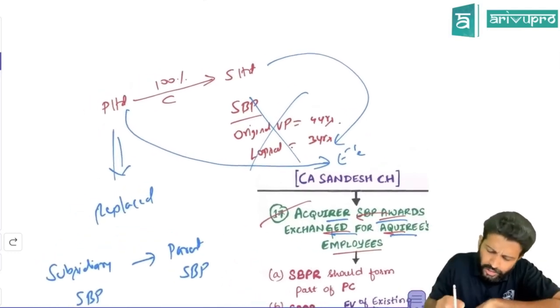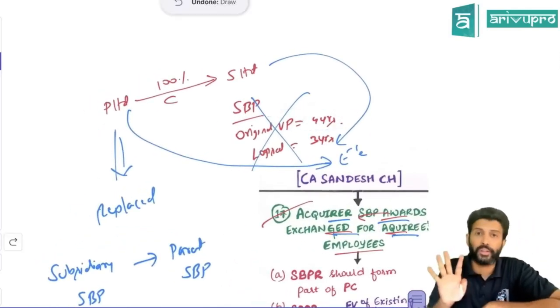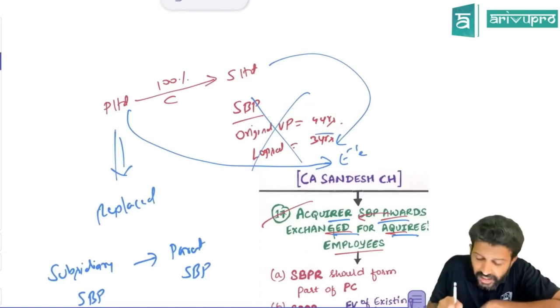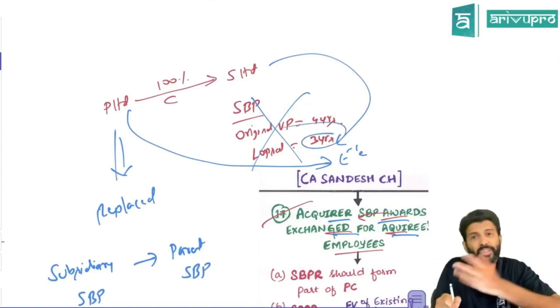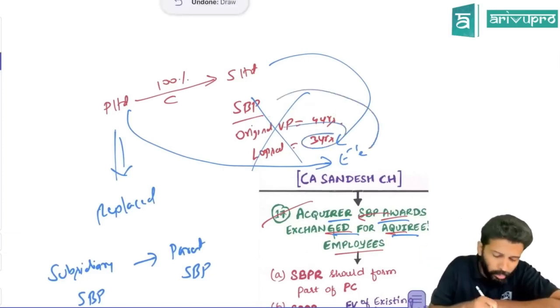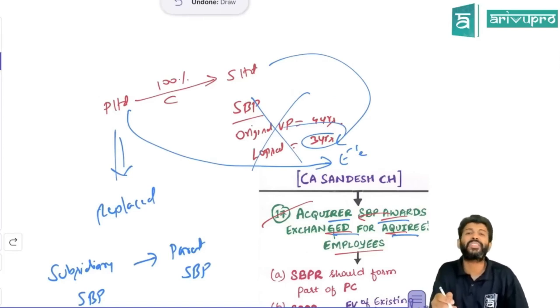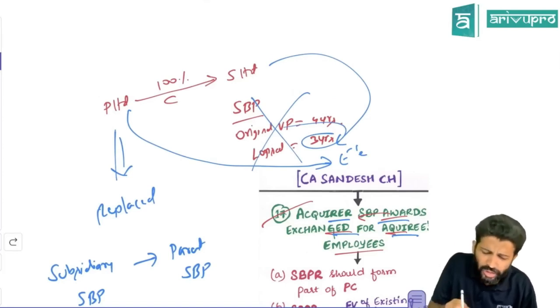Now think logically, sir, what was the original vesting period? 4 years. How many years have already happened? 3 years have already happened. That means 3 years have already happened, so whom has the employee served? For 3 years, the employee has given service to S Limited. That means ideally who has got the benefit here?